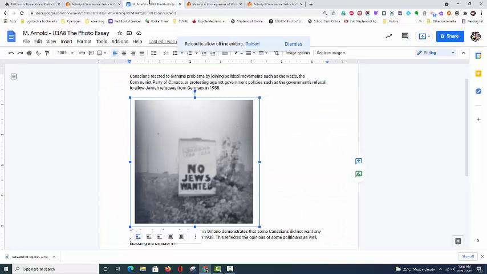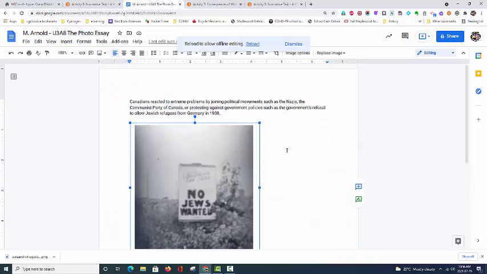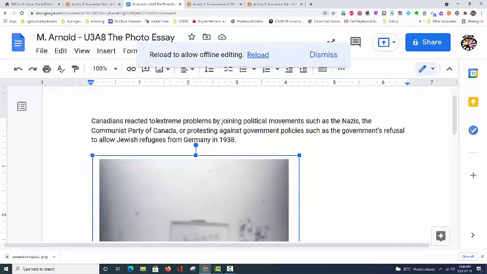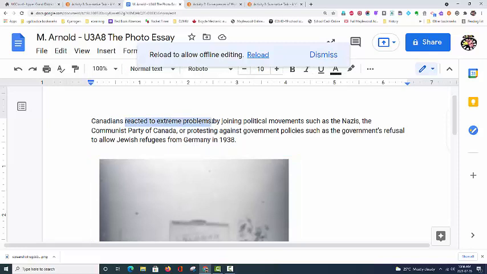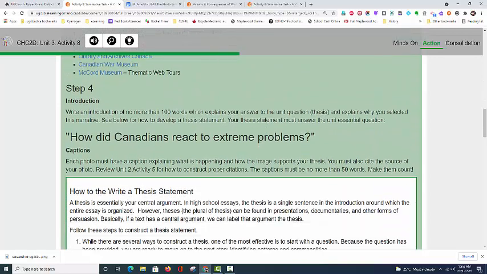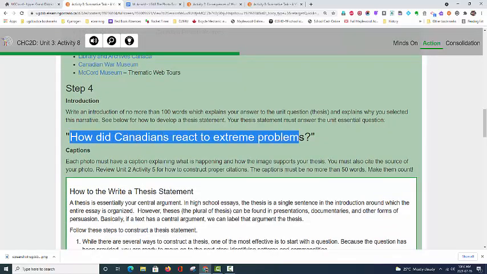The thesis statement can be very clear and very simple. So the thesis statement, you can see, has at its root the theme of extreme problems. That comes from the unit essential question, which is, how did Canadians react to extreme problems?